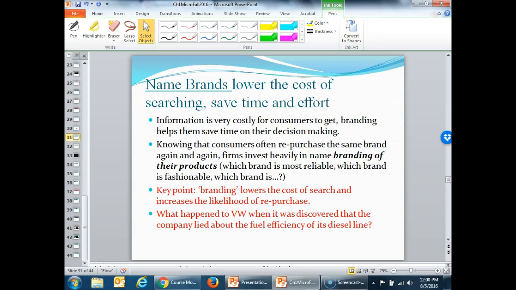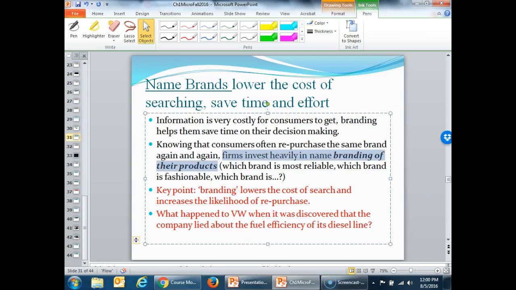If I bought one Mazda and it worked beautifully, you might go ahead and buy another Mazda. You like the brand. Knowing that consumers often repurchase the same brand again and again, firms are totally going to invest in branding their products and standing behind their brands, trying to do a really good job, because it's very, very profitable to have a good brand. So, key point, branding lowers the cost of search and increases the likelihood of repurchase, which makes it very profitable.